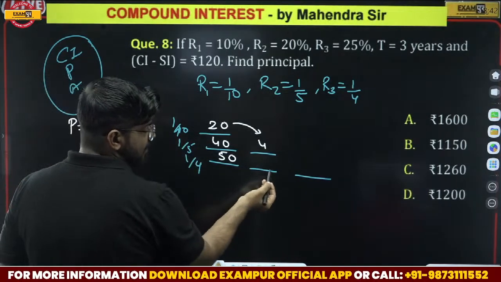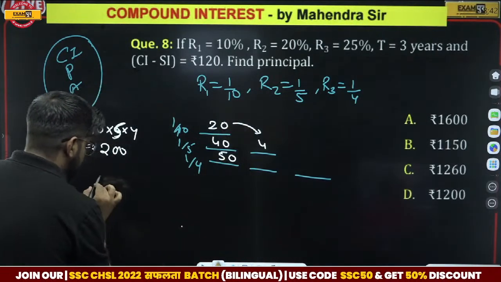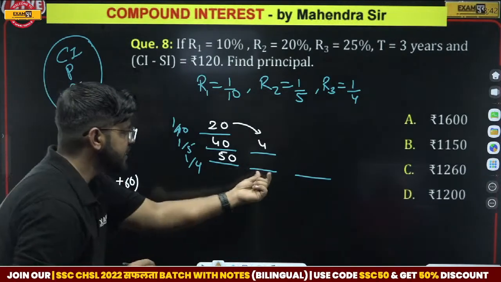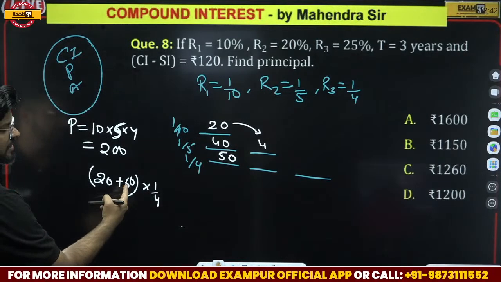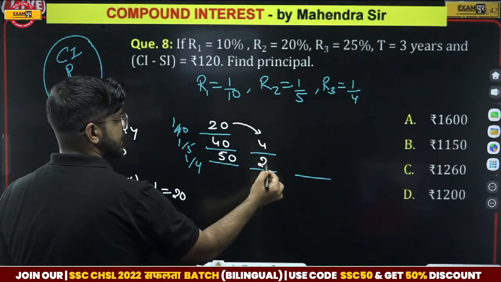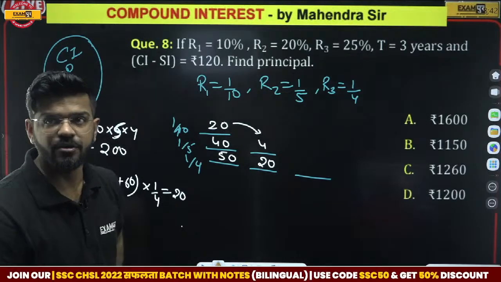But when we have to calculate this part, before that I have 20 plus 60, and I have to calculate the 1 by 4 of this. Okay, 20 plus 60 is 80. 80 1 by 4 will give you 20. So here we will get what? 20 only. Clear to all of you?